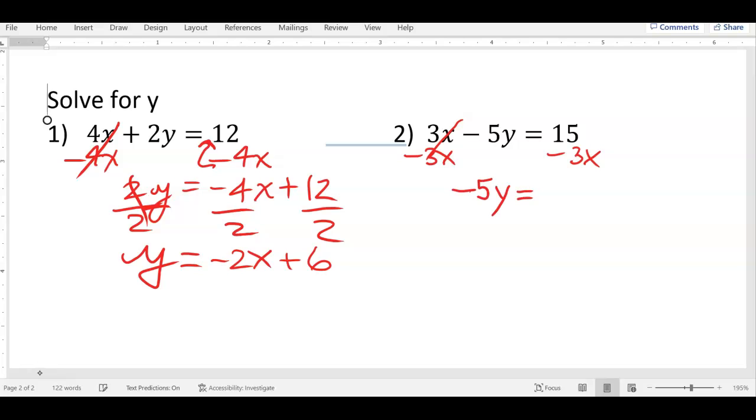Now, 15 minus 3x, is that 12? Is it 12x? Is it 45? Is it negative 45? It's none of those. Those are all wrong, okay? Again, you can't combine x's with constants.